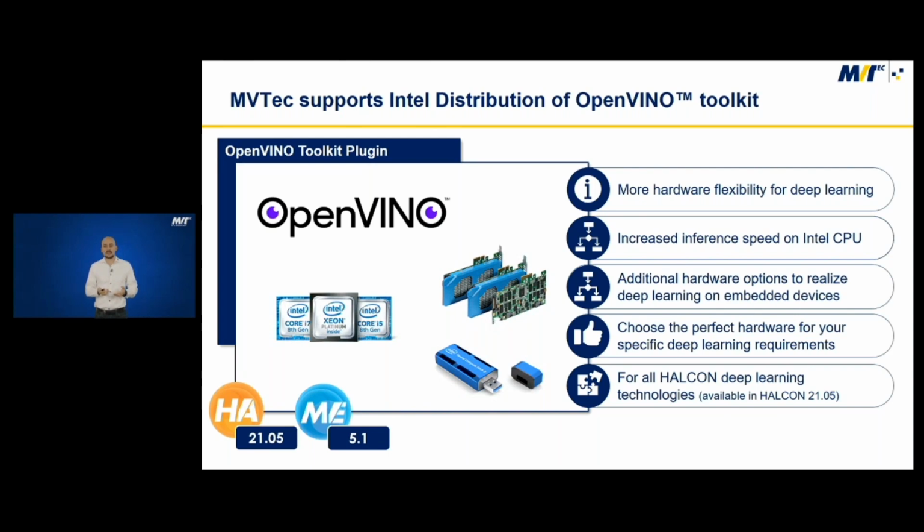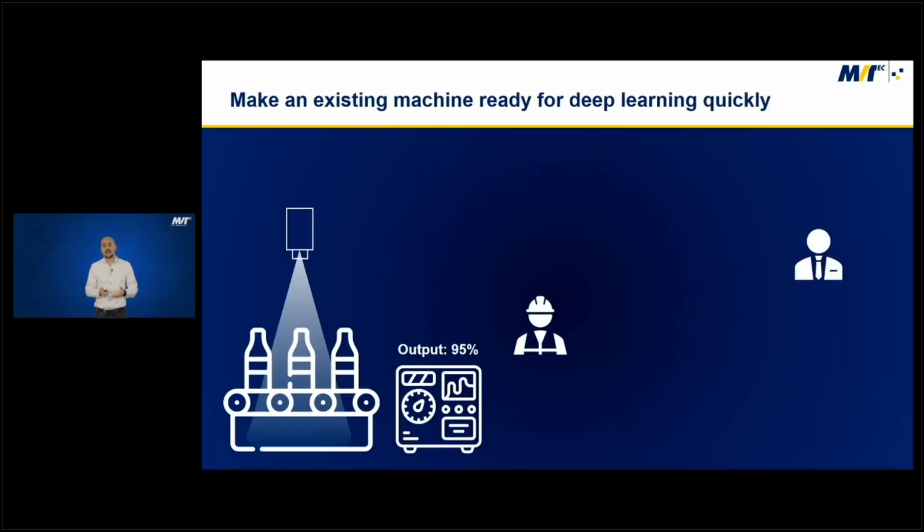So what is the OpenVINO toolkit plugin? Basically, OpenVINO is a toolkit to use OpenVINO compatible hardware for deep learning acceleration. For you, it opens up the possibility of your choice of hardware when working with Halcon. And there are two major benefits when using OpenVINO with Halcon, which I will introduce to you in a small example in a few seconds. This OpenVINO toolkit plugin can be used for all Halcon deep learning technologies which are available since Halcon 21.05.